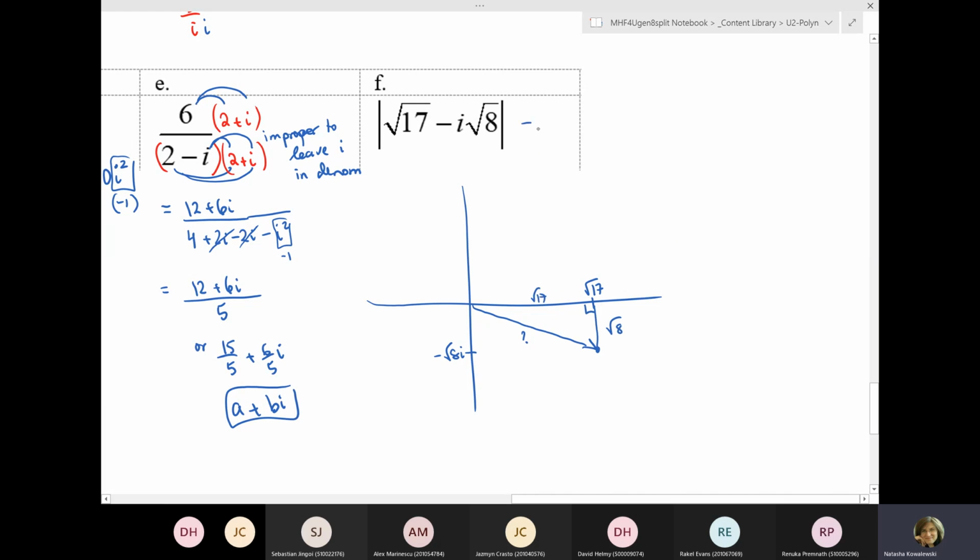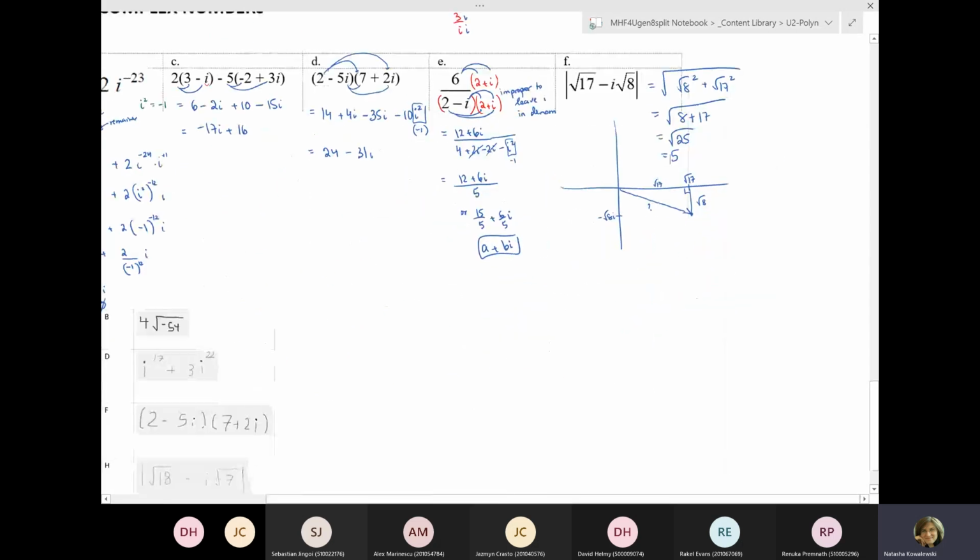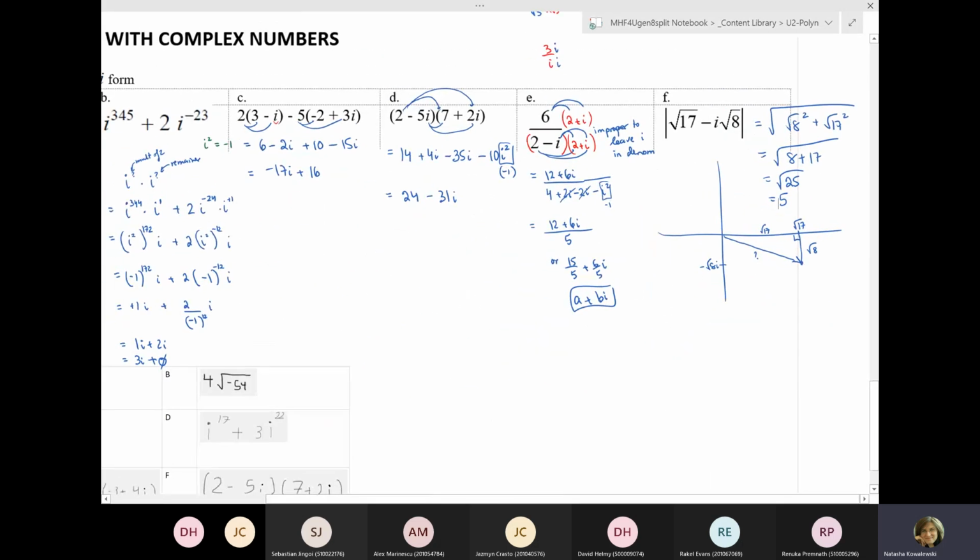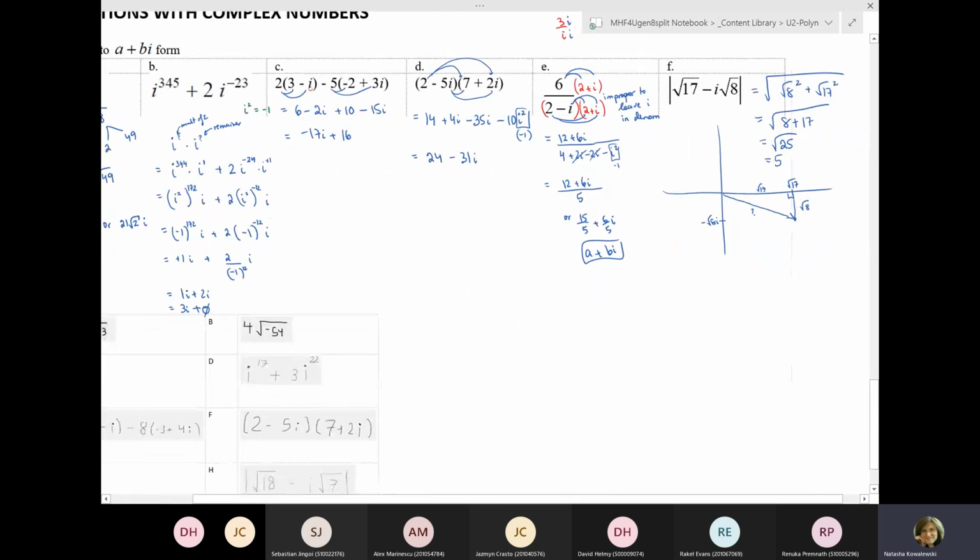And so the magnitude of that would be square root of root 8 squared plus root 17 squared, which is just 8 plus 17. What's 8 plus 17? 25, which is in the end just 5. So magnitude of this particular one, it just ends up being just a 5. Any questions how to do operations with complex numbers?